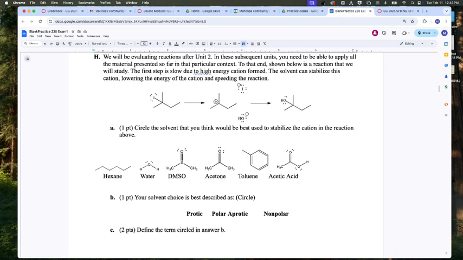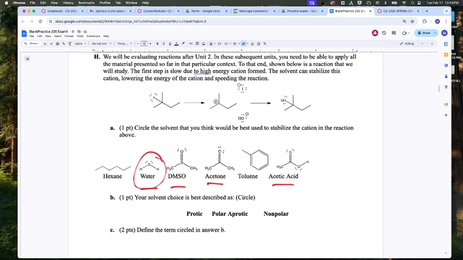And where are we going to get a partial negative charge from? A large difference in electronegativity. Okay? So a large difference in electronegativity would be a polar covalent bond. I could now go through and be like, which of these gets me a polar covalent bond? Water has a polar covalent bond. DMSO has one. Acetone has one. Acetic acid has one. Right? That's a lot of possibilities. Which one do you want to circle? Okay, we'll pick water.